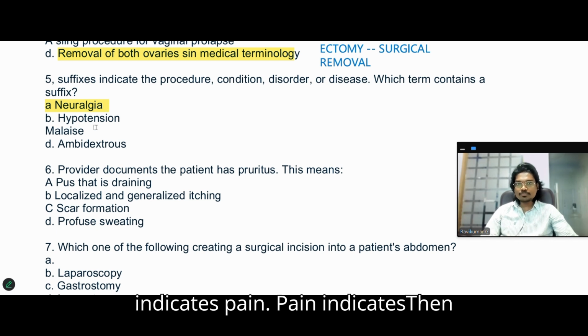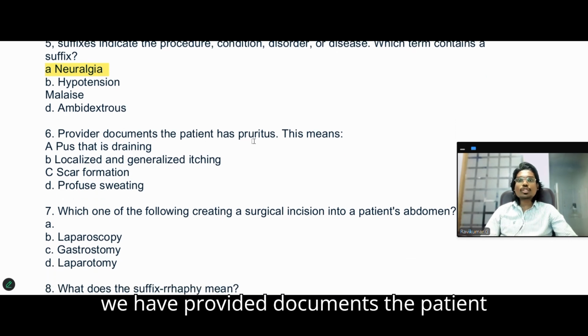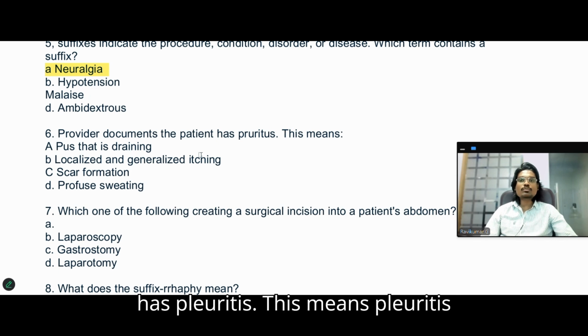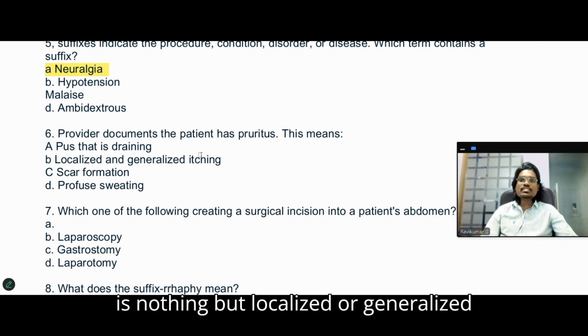Then we have provided documents: the patient has pruritus. What does pruritus mean? Pruritus is localized or generalized itching on the skin.